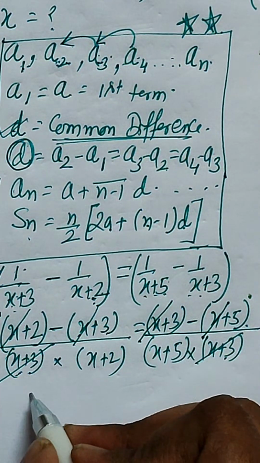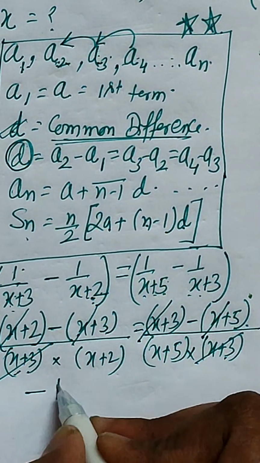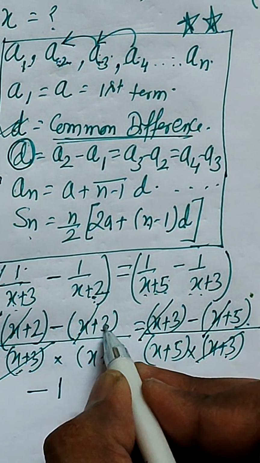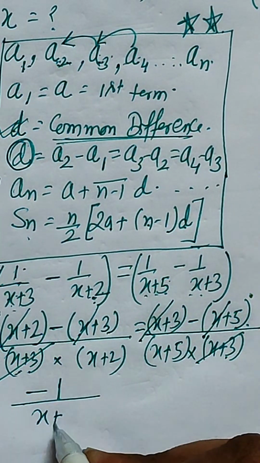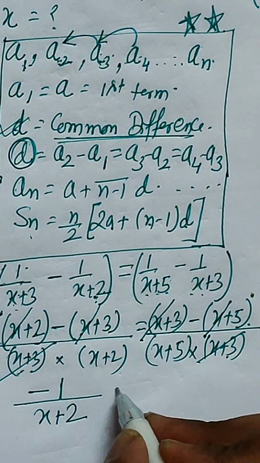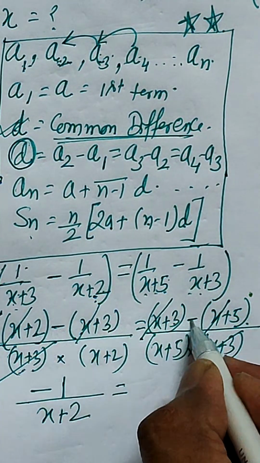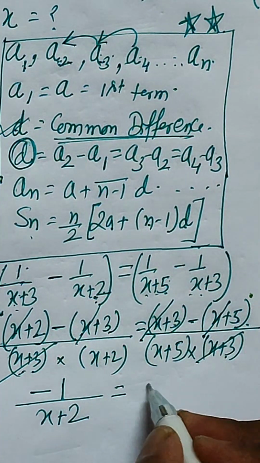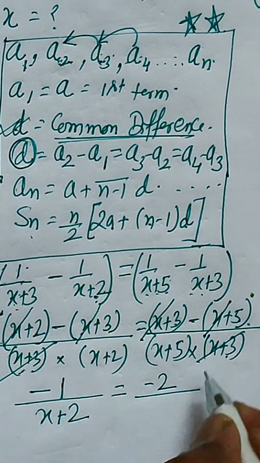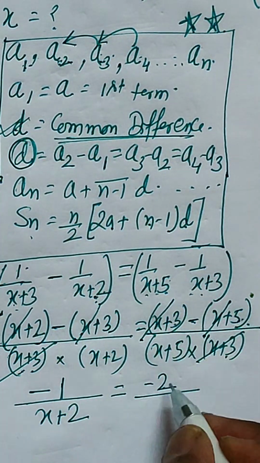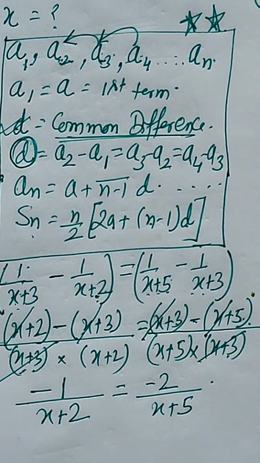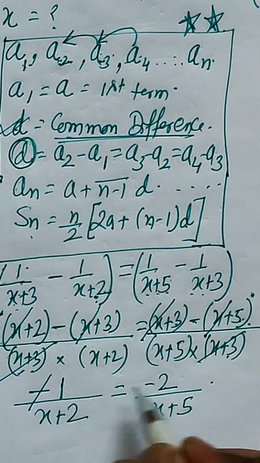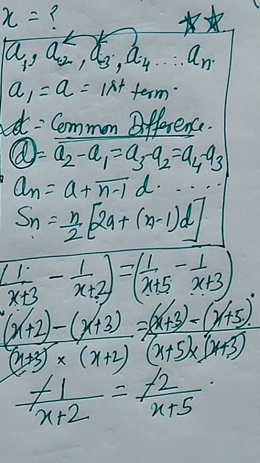So what are we left with? We are left with minus 1, because 2 minus 3 will be minus 1, divided by x plus 2, which is already there in the denominator, equal to 3 minus 5, that is equal to minus 2. And x plus 5 will be left over here, right? So just solve it. Here you can also cancel out this minus sign, right?